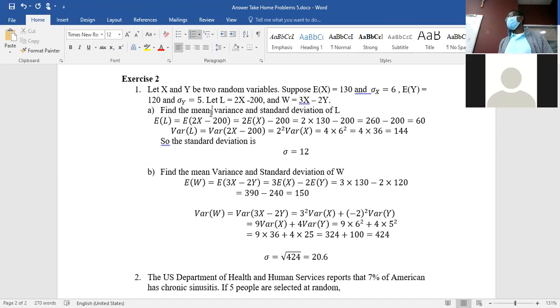Now, if we take the linear combination where we combine two random variables, W is 3x minus 2y. Using the linear property of expectation, we have E of W equals 3E of x minus 2E of y, which is 3 times 130 minus 2 times 120, which is 390 minus 240 equals 150. If you have a question, just stop me and I will explain, because this is how your exam is going to be. Yes.